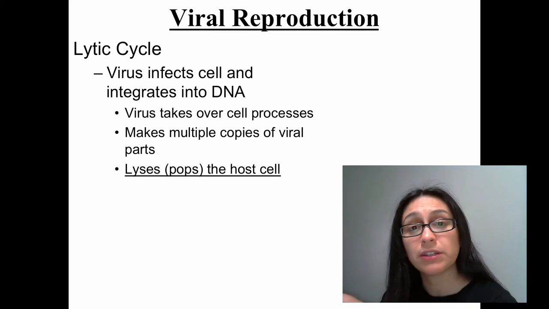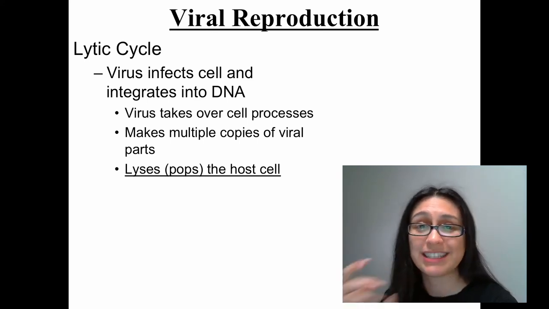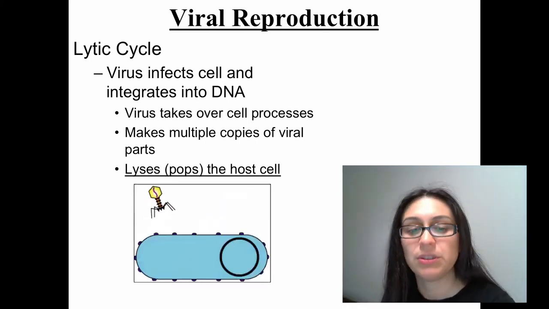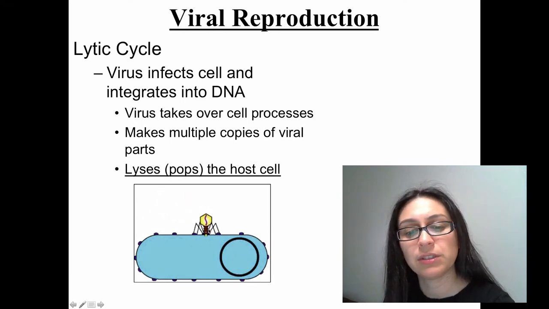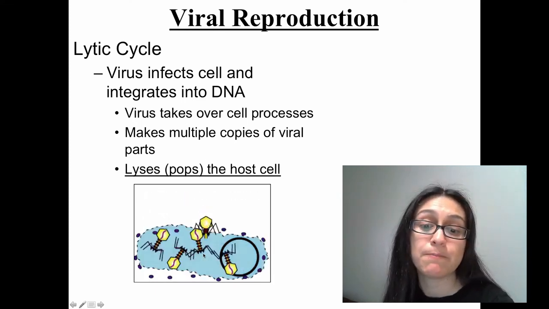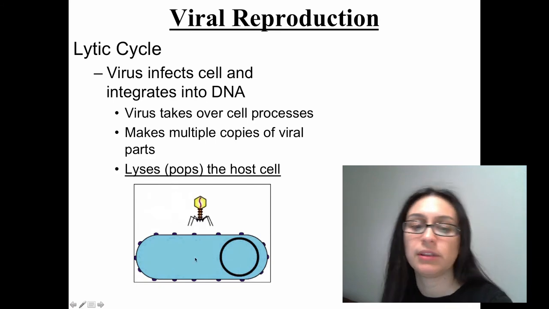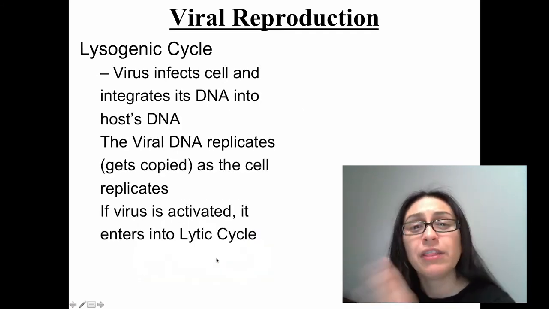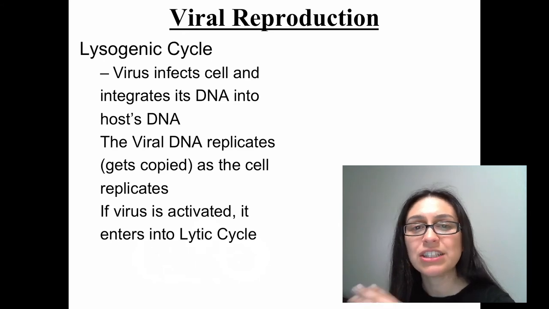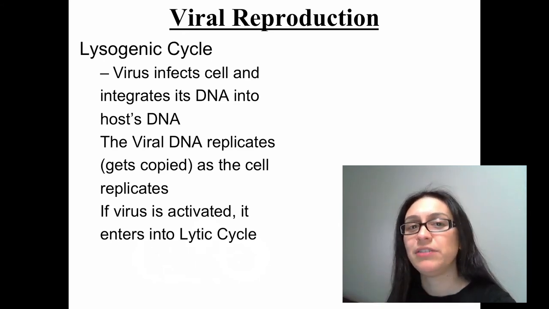The cell makes more viruses, then the cell is destroyed. That's the lytic cycle. Okay, so that's what we see happening here. So we see the virus identify the host cell, insert the RNA or DNA, and then the cell makes more viruses till the cell is eventually destroyed. Then there's the lysogenic cycle.